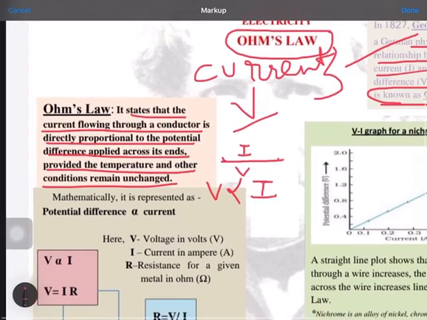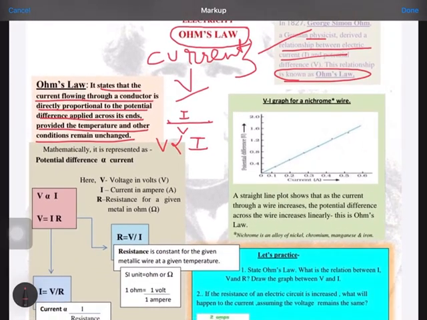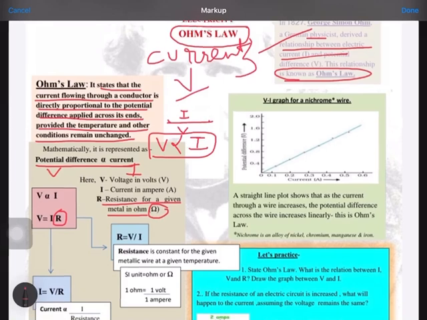Now how mathematically can we write it? Potential difference is directly proportional to current. Potential difference we denoted by V and current we denoted by I. So we can write this relation as V is directly proportional to I. Now to remove this proportionality sign, there was a constant which was given R value, and this R is known as resistance, and the SI unit of this resistance is ohm. So this you have to remember.